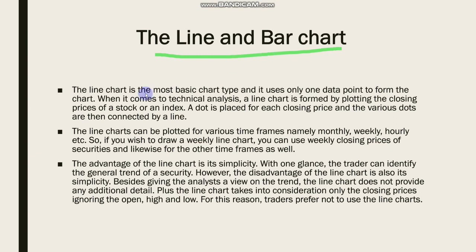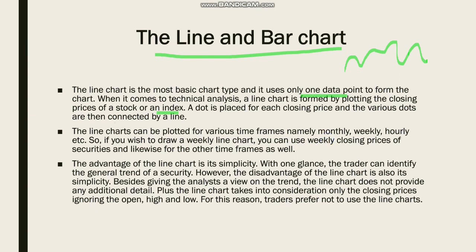The line chart is the most basic chart type and it uses only one data point to form the chart. When it comes to technical analysis, a line chart is formed by plotting the closing prices of a stock or an index. A dot is placed for each closing price and the various dots are then connected by a line. So line chart is a typical chart like this. You'll just get to see a line.